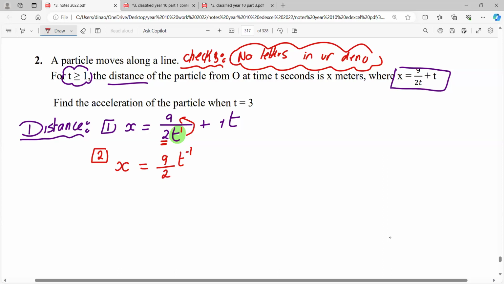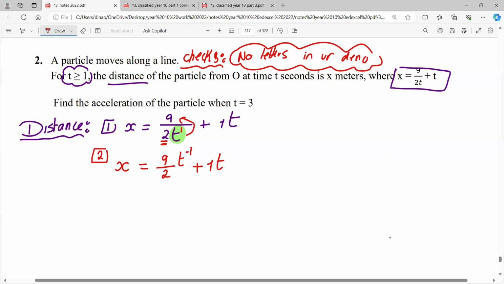Miss, why didn't you write it next to the 9? Why didn't you write it like this? It's the same, kids. I can write it like this, I can write it like this, they are both exactly the same. Okay? So this is the first thing that we did. And then plus 1t plus 1t. Okay, now let's continue the question.